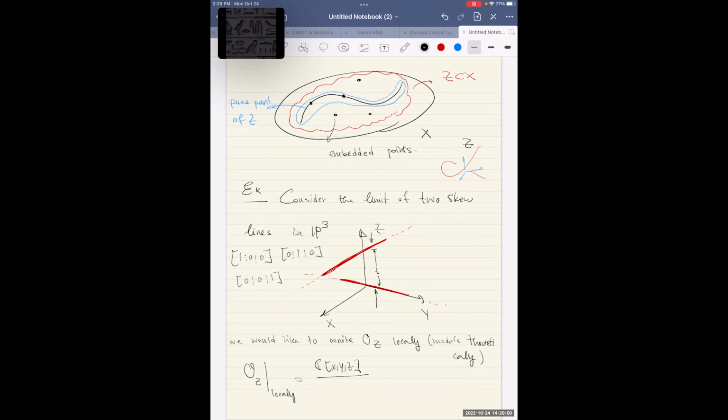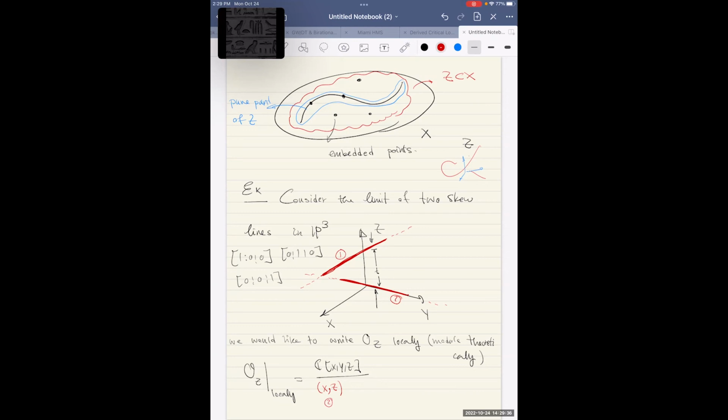All I need to do is to write down the ideals of the first branch, which I'm going to call branch 1, and the second branch, which I'm going to call branch 2. So let's write down those ideals. The ideal of branch 2 is all functions that vanish on the y-axis. Anything that has x in it and has z in it vanishes there. So this is the ideal of branch 2.